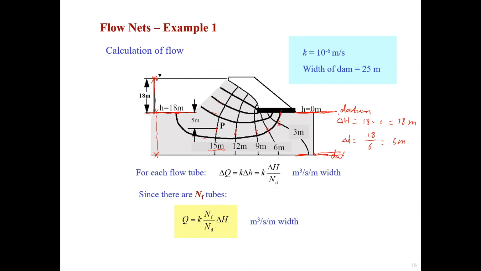Since the flow net has been drawn, the elemental rectangles are approximately square. So roughly each rectangle is roughly square. So we have to meet the requirement or conclusion.